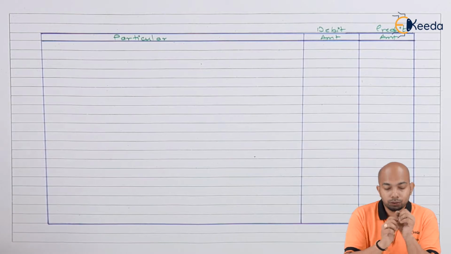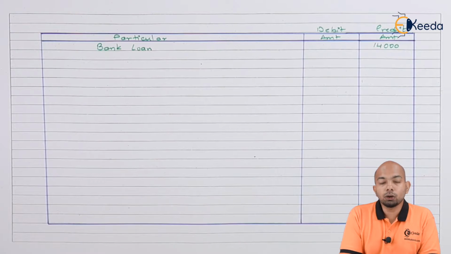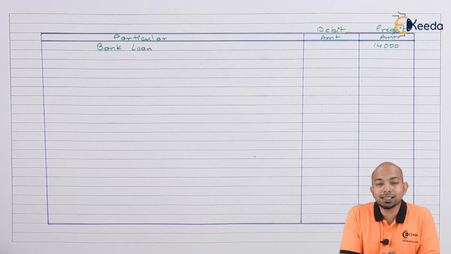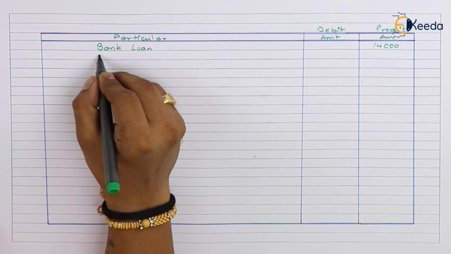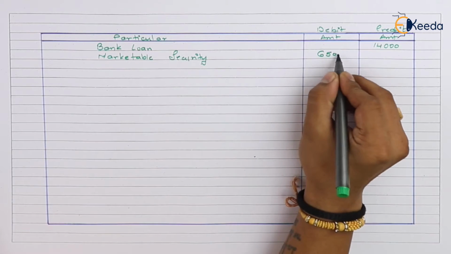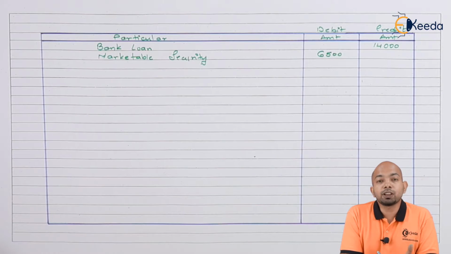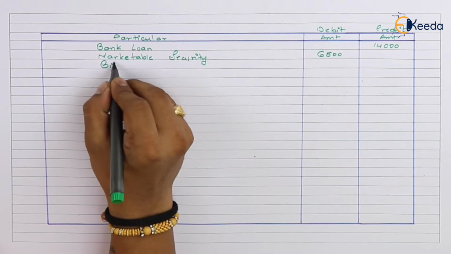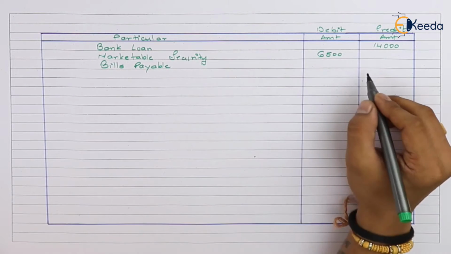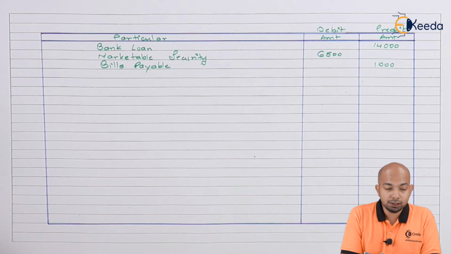Let's start with bank loan. As it is a bank loan, it will always have a credit balance, hence the amount has been mentioned on the credit side, as loan is a liability. Now, marketable security, that means it's an investment for us. Investment will always have a debit balance, hence the amount has been mentioned on the debit side. Bills payable is a liability, hence it will have a credit balance.